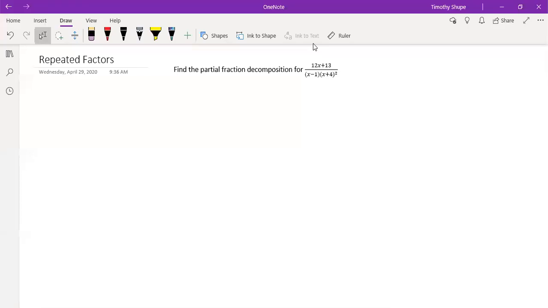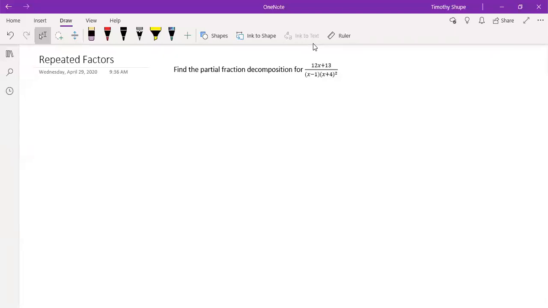The second type of partial fraction decomposition that we can do is when we have factors that are repeated in the denominator of the fraction. These could be linear factors, these could be nonlinear factors. But sometimes you have a factor that shows up more than once, and we need to be able to utilize different techniques in order to solve for those fractions if that happens.